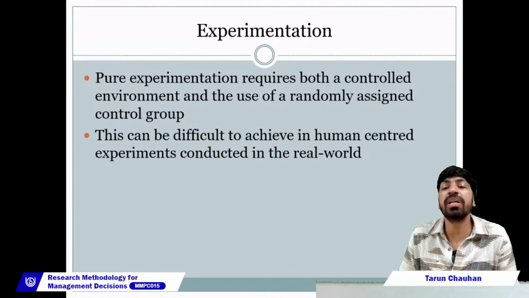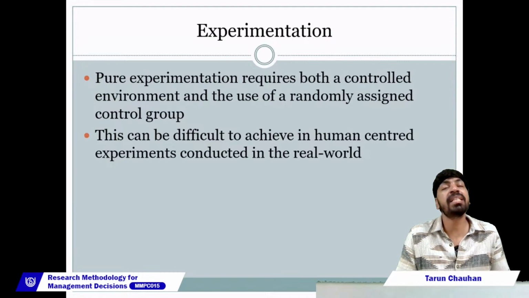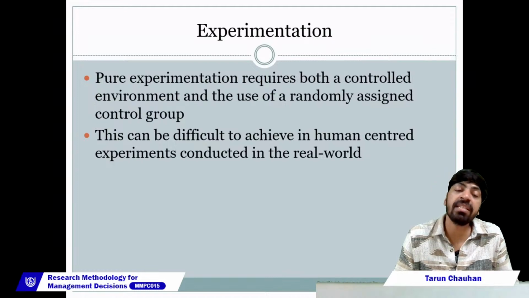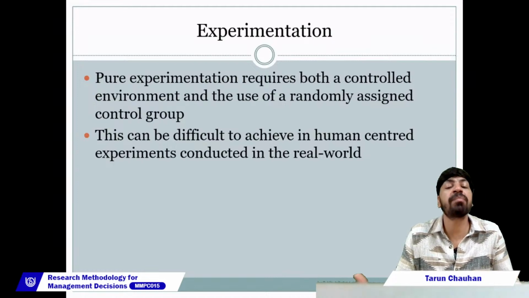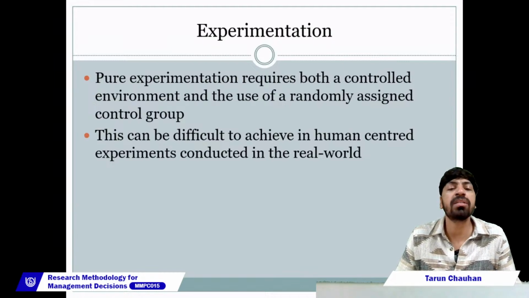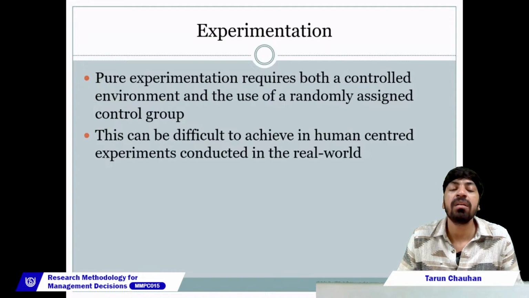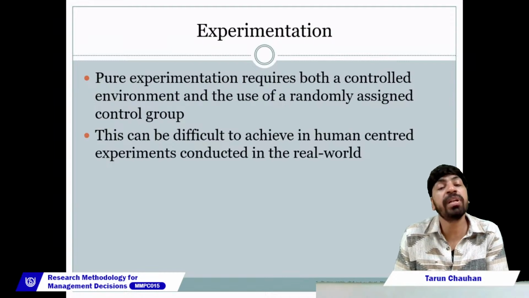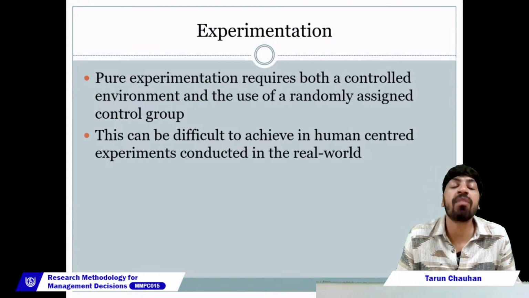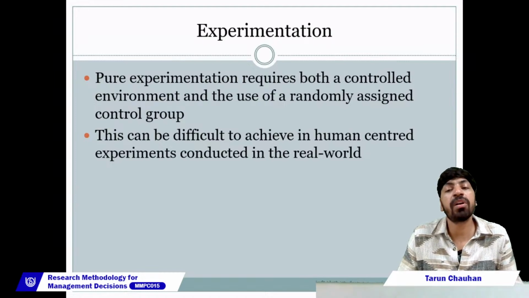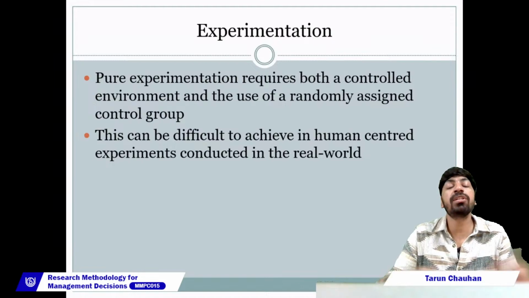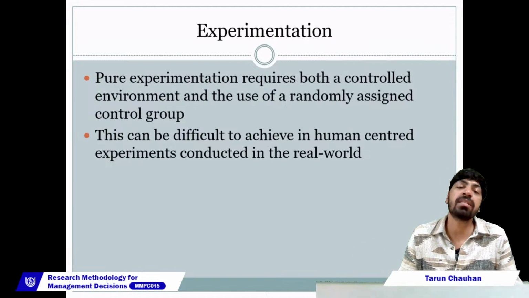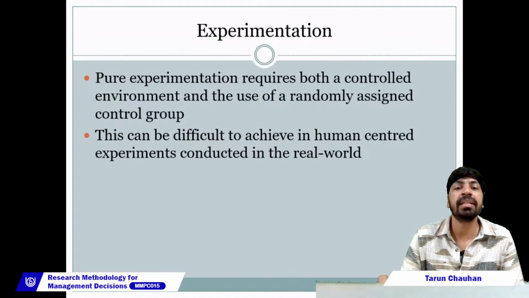This can be difficult to achieve in human-centered experiments conducted in the real world. Sometimes a new type of cancer is very difficult to experiment on in the real world because no research has been done. For example, the case of COVID-19, the case of the Ebola virus. Plenty of experiments have been done to get a vaccine and to reach a larger group of the population. So that's one example of experimentation.